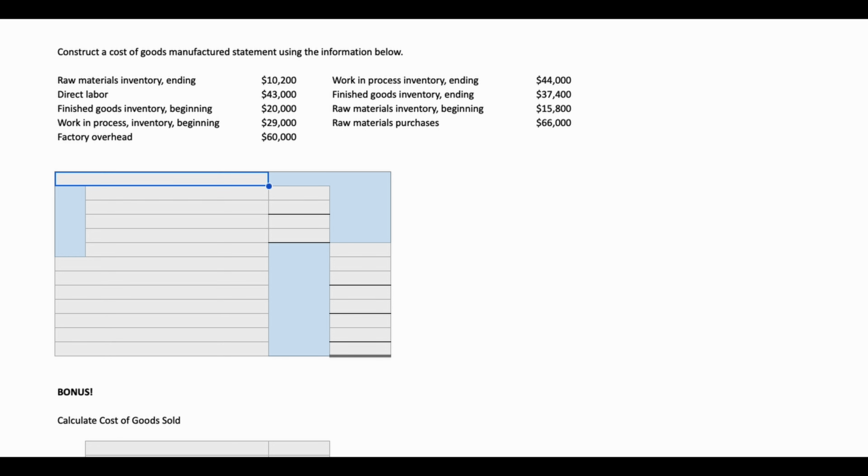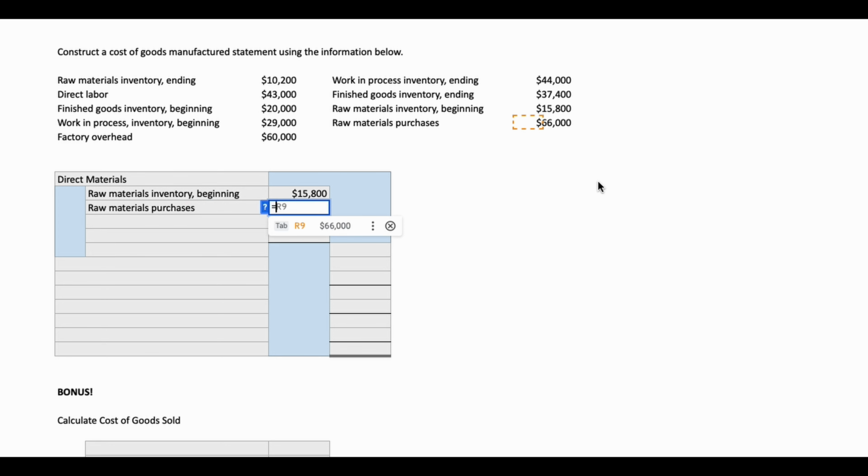We're going to start with direct materials. We have to calculate how much actually went into production this period. So we start with our beginning amount of raw materials in our storehouse, and in our case, it's $15,800. Then we take into account what we added to our storeroom this period, reflected in the raw materials purchases. In our case, it's $66,000. That gives us raw materials available for use.